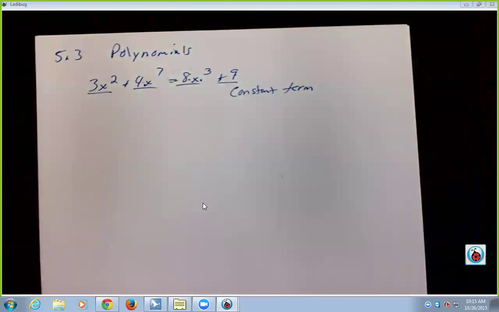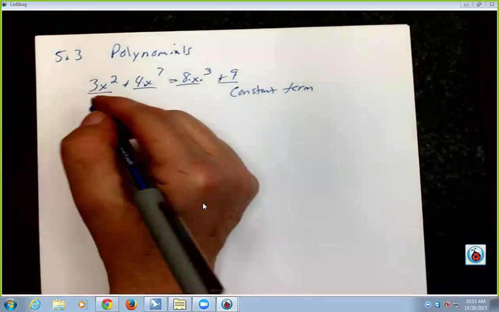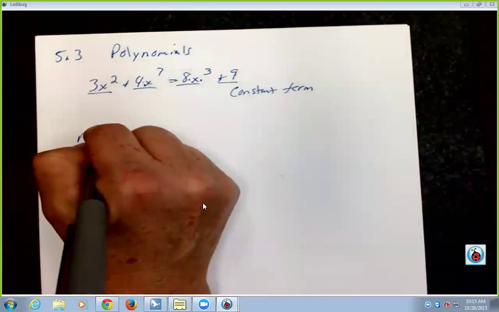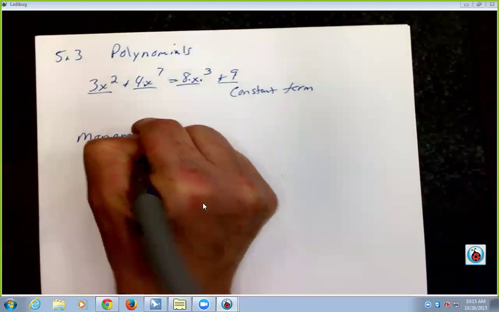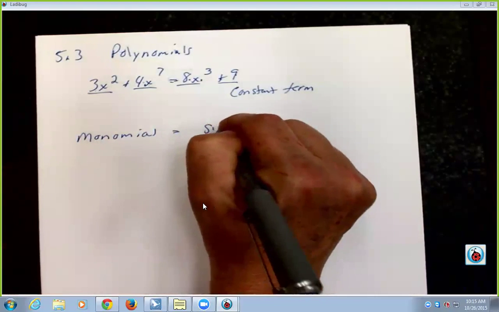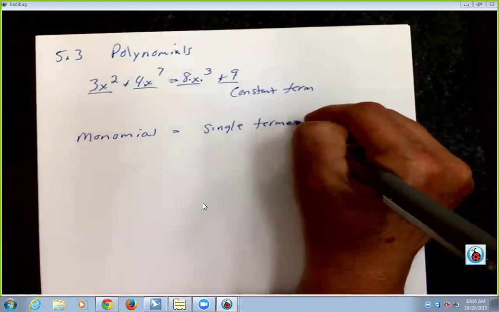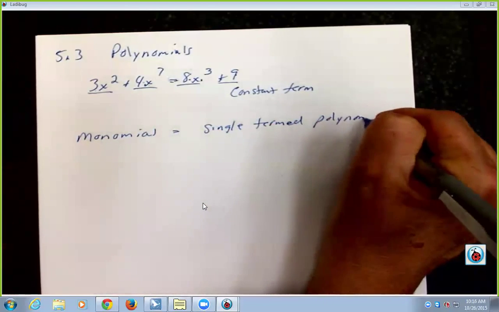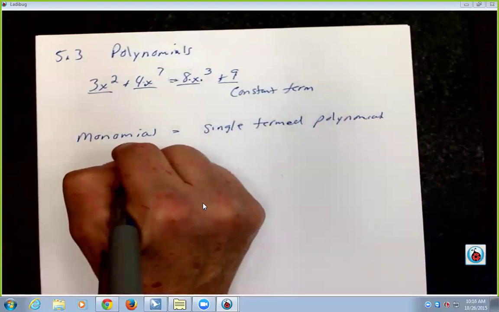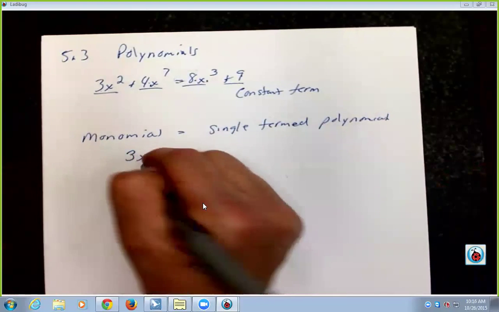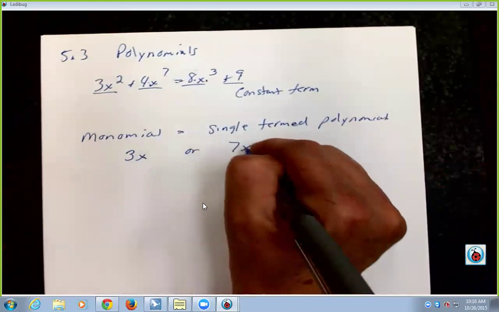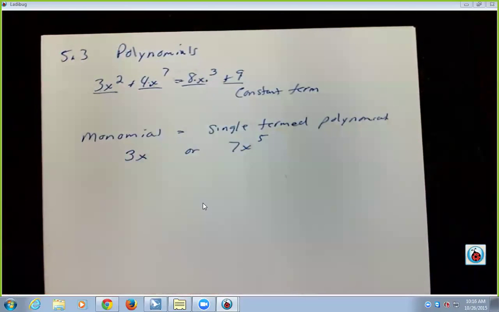And so what we have in naming polynomials, you have a monomial. A monomial is a single term polynomial. So an example of monomial might be 3x, or it might be 7x to the 5th. Those are monomials. Single terms, single pieces, nothing else connected in with those, but that's what they are.